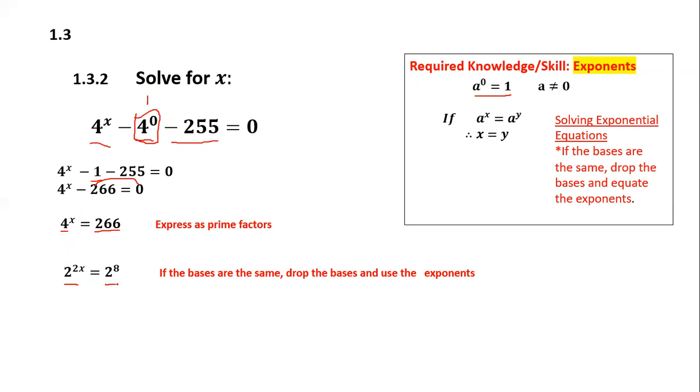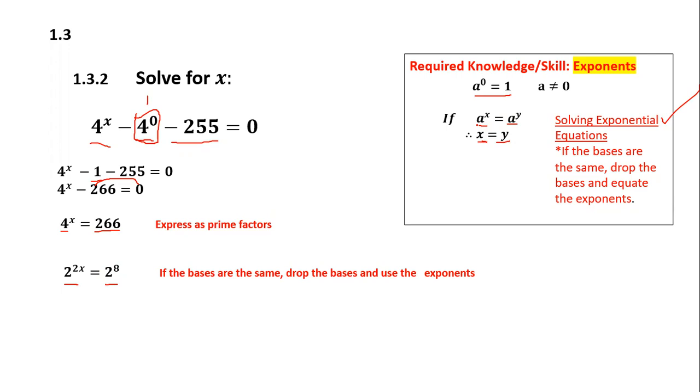Now, these are exponents, and we have our laws of exponents. The law of exponents says when you are solving exponential equations, if the bases are the same, we equate the exponents. Equate means we make them equal. So in this case, we have a to the power x is equal to a to the power y.